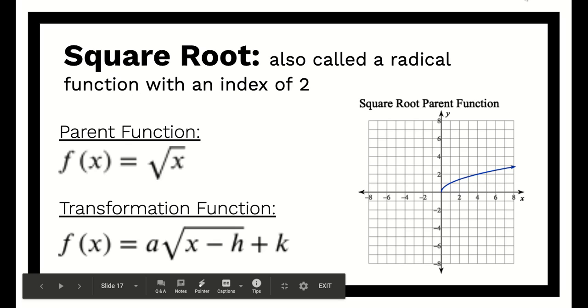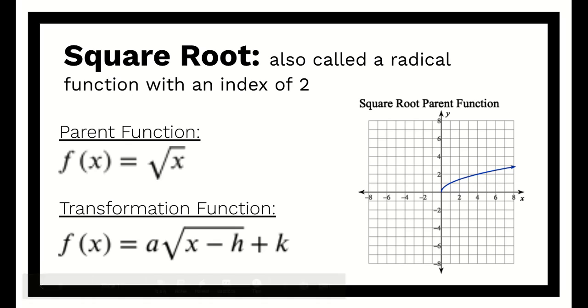You can take a look at this one. As that a value changes, it is increasing the slope. It's not necessarily making it skinnier because it is a line that's continuing to the right forever, but it is making that slope somewhat steeper. H is going to shift me left and right, and k is going to do that up and down shifting.